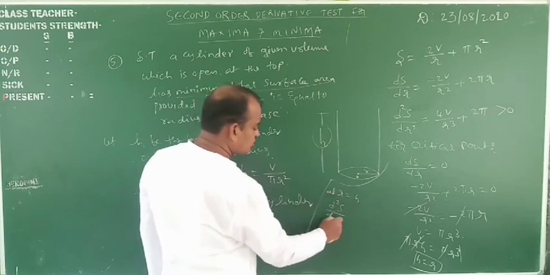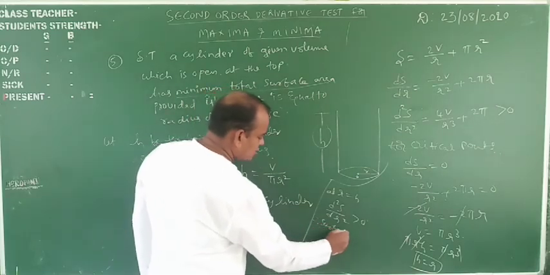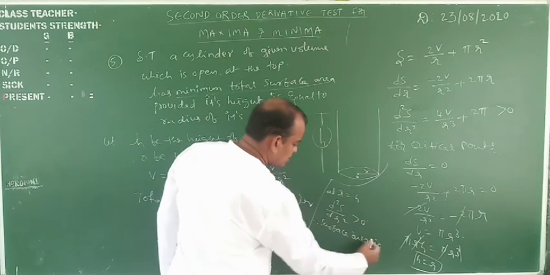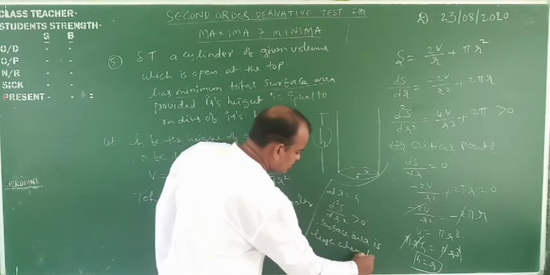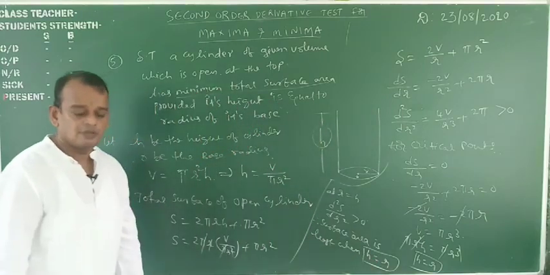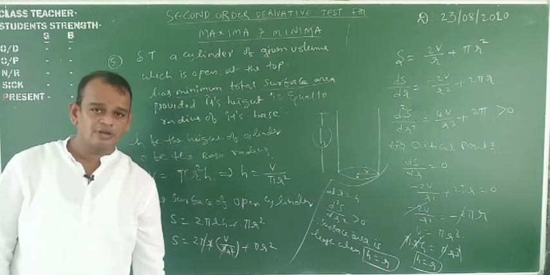d square S by dr square, positive or negative? 100% positive. Therefore the surface area is least when the height is equal to the base radius. Height is equal to r. This way we complete the problem, my dear students. Okay, I think you understood. We are going to the next problem.